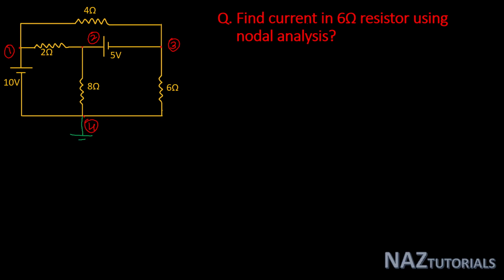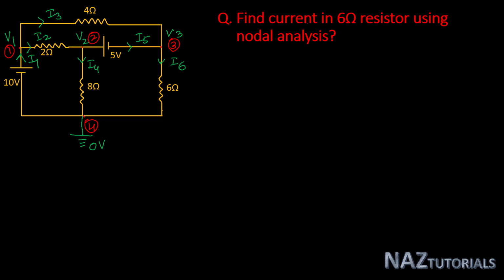Here we select node 4 as the reference node, that is at 0 volt, node 1 at V1 volt, node 2 at V2 volt and node 3 at V3 volt. Now at node 1 we define branch currents. This is I1, I2 and I3. At node 2, I2 is already defined. This is our branch current I4 and this is I5. At node 3, I3 and I5 are already defined. So here the next branch current is I6.